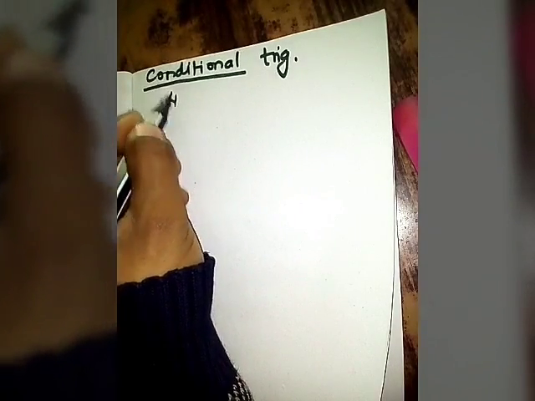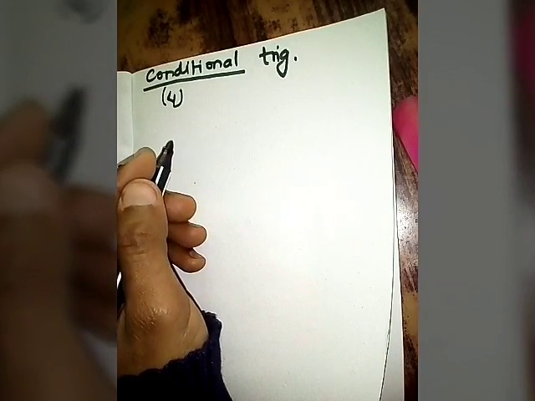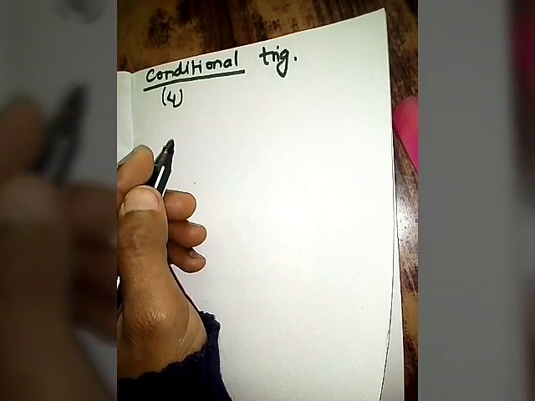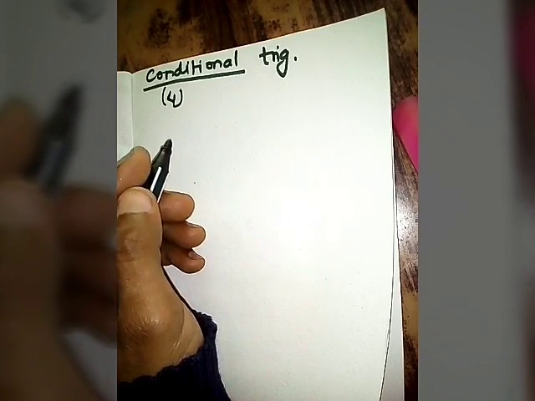Okay, now let us talk about the conditional trick. This is a very important topic. From here we are always asked the question of 4 marks. Before solving the question from conditional trigonometry, we should revisit some of the ideas from class 9.